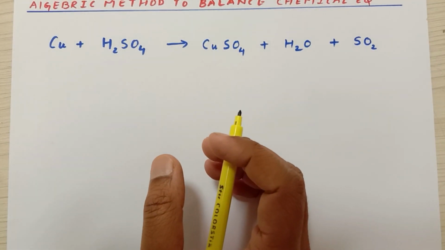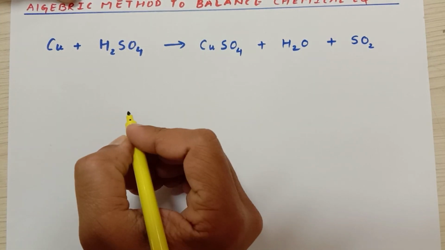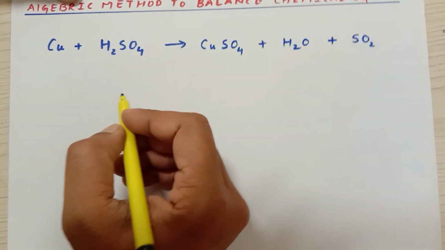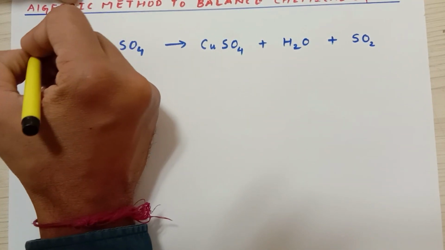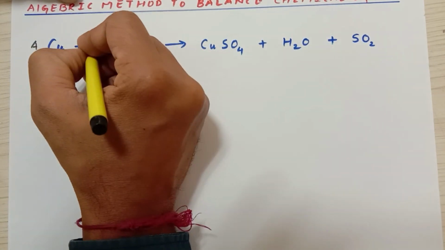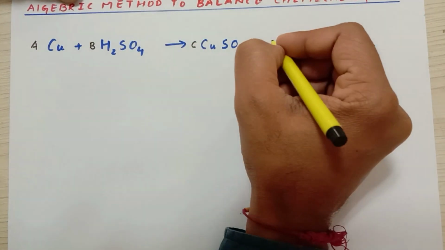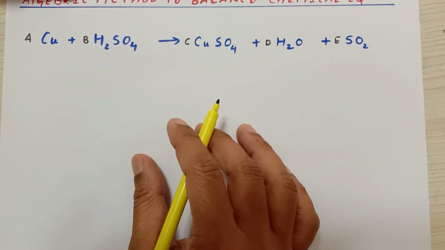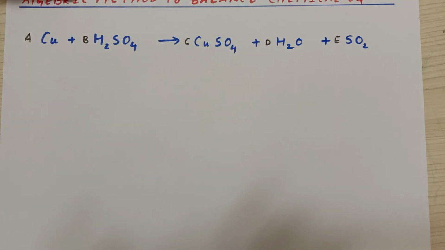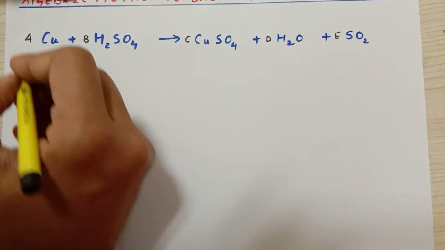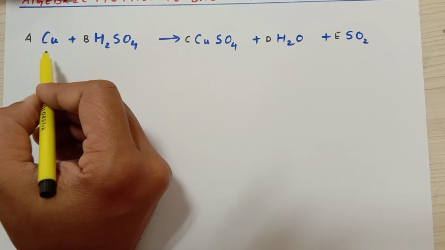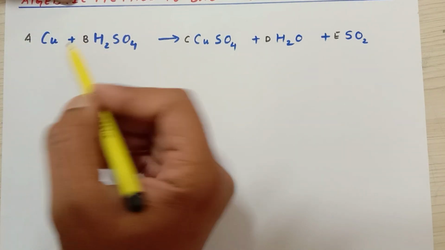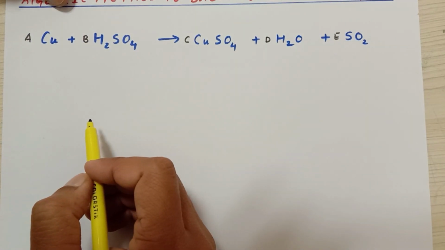So this is called an algebraic method. Step number one, you assign a letter in front of all of these reactants and products. So here I am going to write A, B, C, D, E. Make sure that you are writing the letters in proper sequence. A, B, C, D, E. Now start from here. You have 1, 2, 3, 4 elements in the reactant side, and the same 4 elements would be there in the product side too.